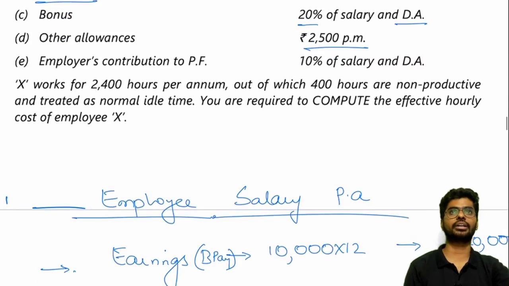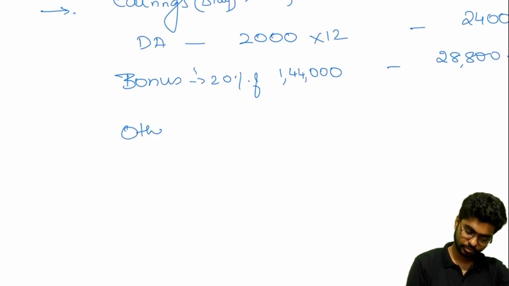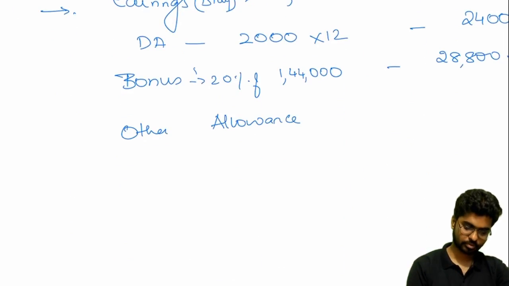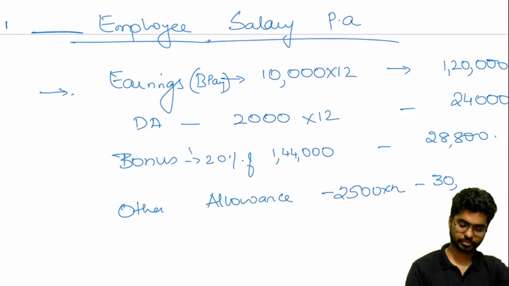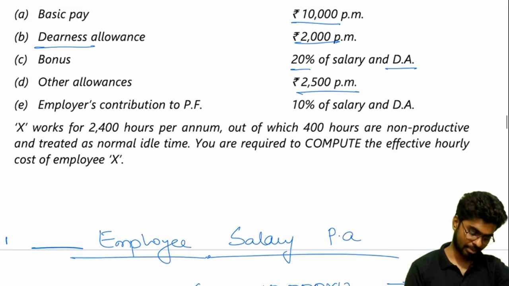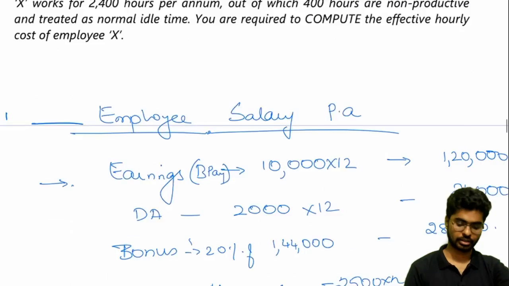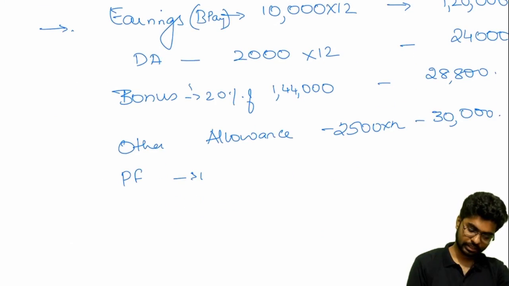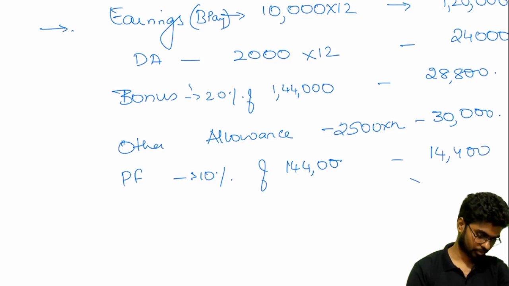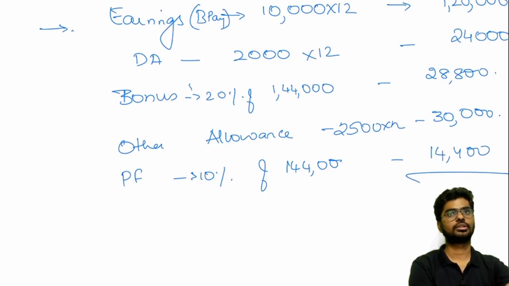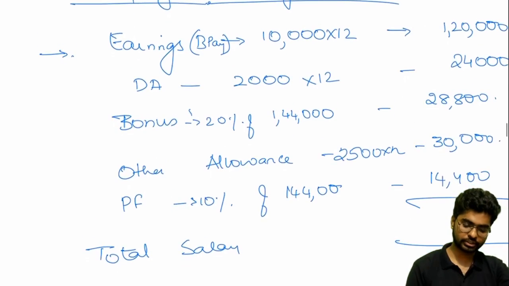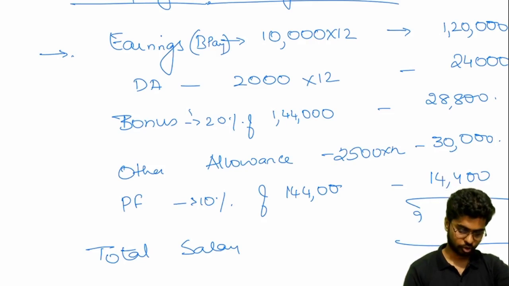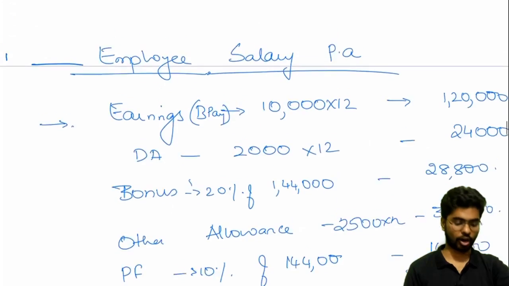Other allowance 2,500 a month. So 2,500 into 12. Then what are they saying? Employees contribution is 10% of salary and DA. So PF is 10% of that. Yes or no? So this is the total salary. Do the total, just how much does it come up to? 2,17,200. Now let's see what have they asked in the question.